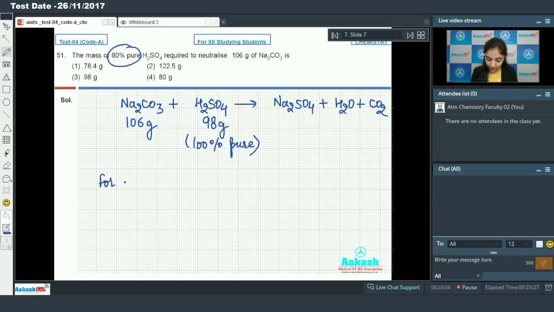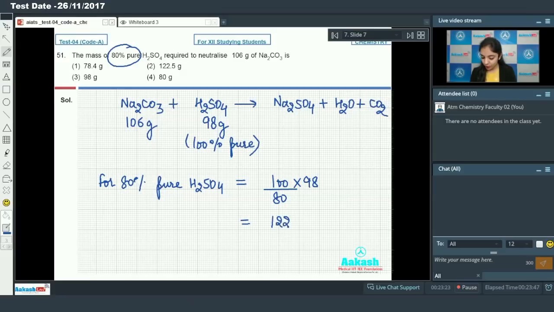So for 80% pure H2SO4, how much mass will be required? It will be equal to 100 divided by 80 into 98. If you calculate this, the answer will come out to be 122.5 grams. So option number 2 is our correct answer.